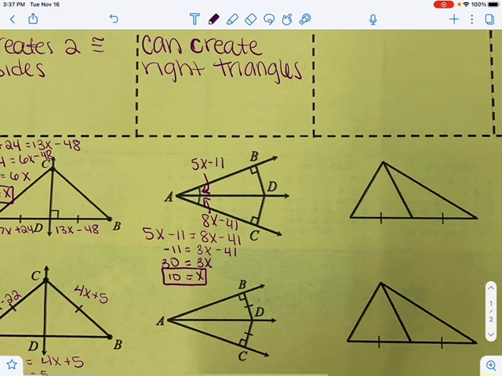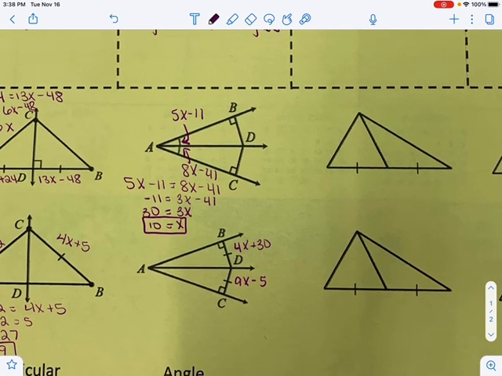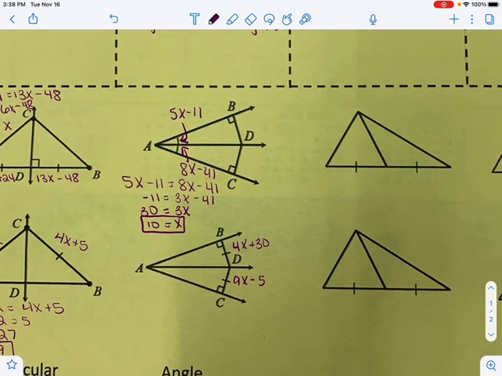That second part I said can make right triangles, and the legs of those right triangles that are created would be congruent as well. So for example, it's 4x plus 30 and 9x minus 5. What I can do is set those 2 equal to each other. So 4x plus 30 equals 9x minus 5.